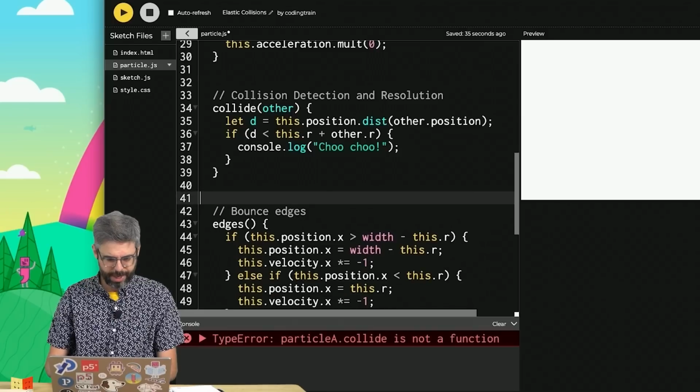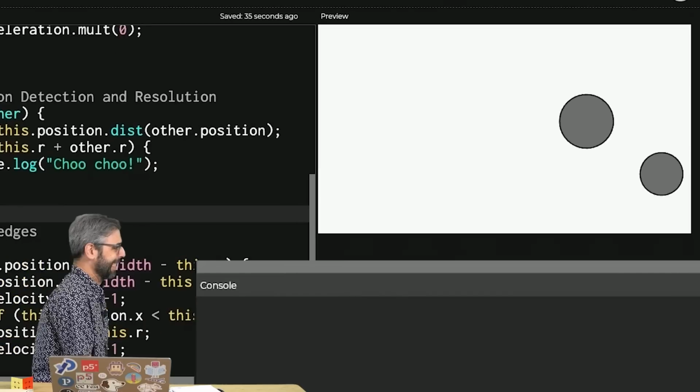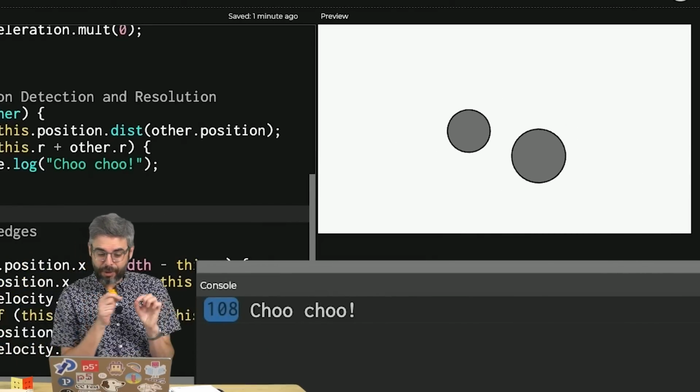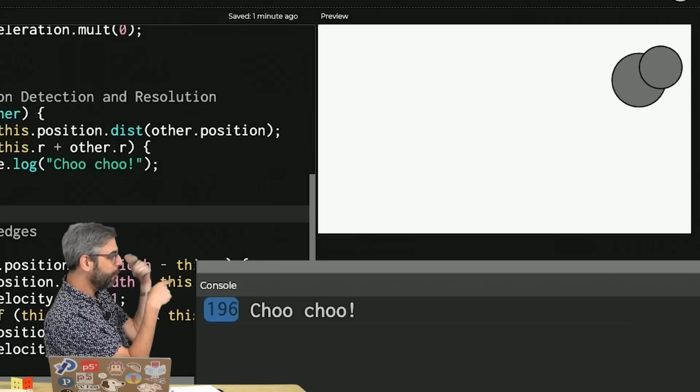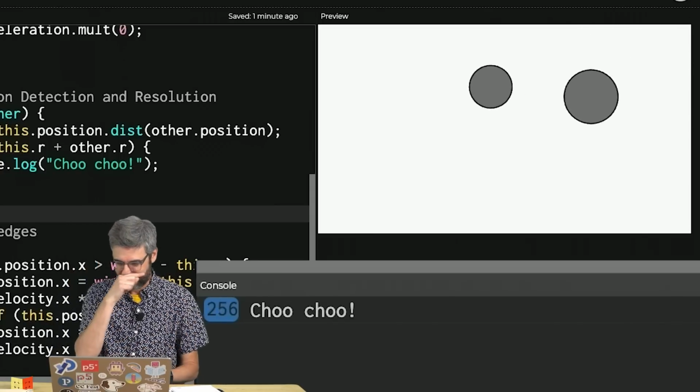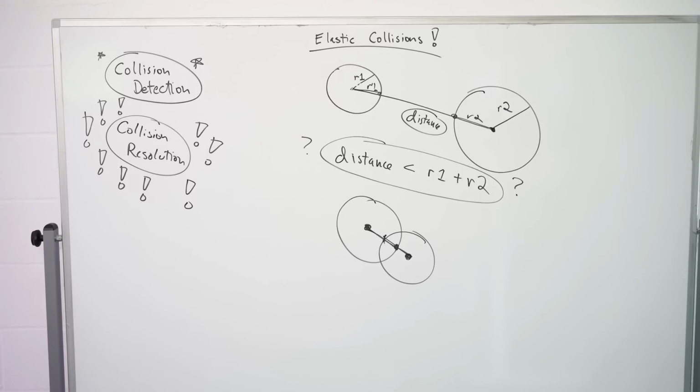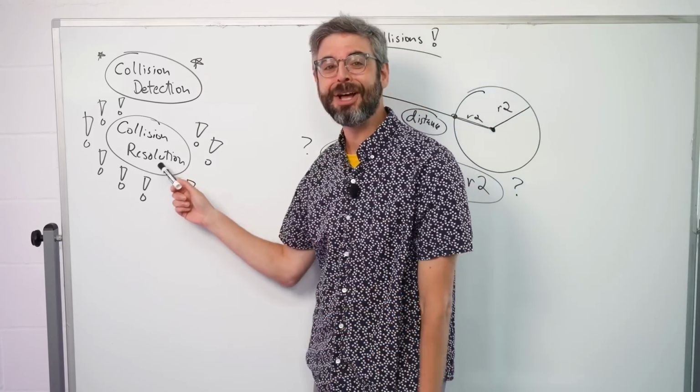All right, moment of truth. I think that worked. Yeah, it's working. You can see whenever those two circles are colliding, the choo-choo number goes up and up and up. We've got collision detection. That was the easy part. It's time for the really hard part, collision resolution.